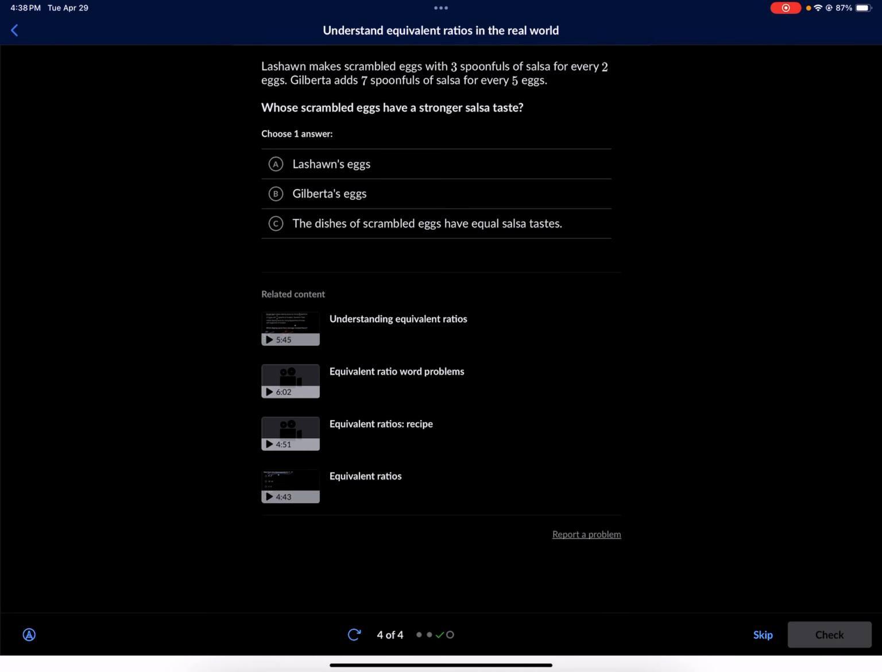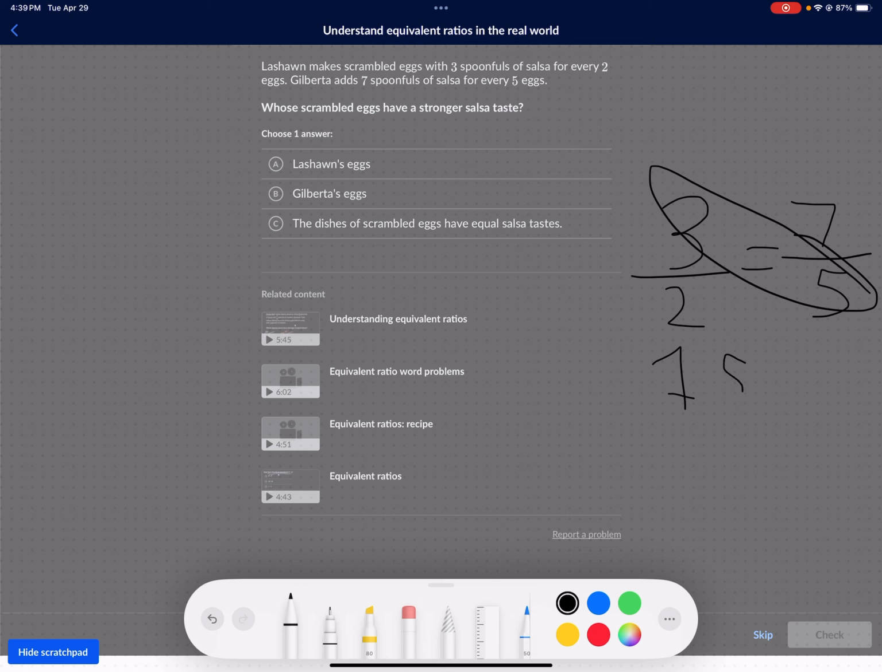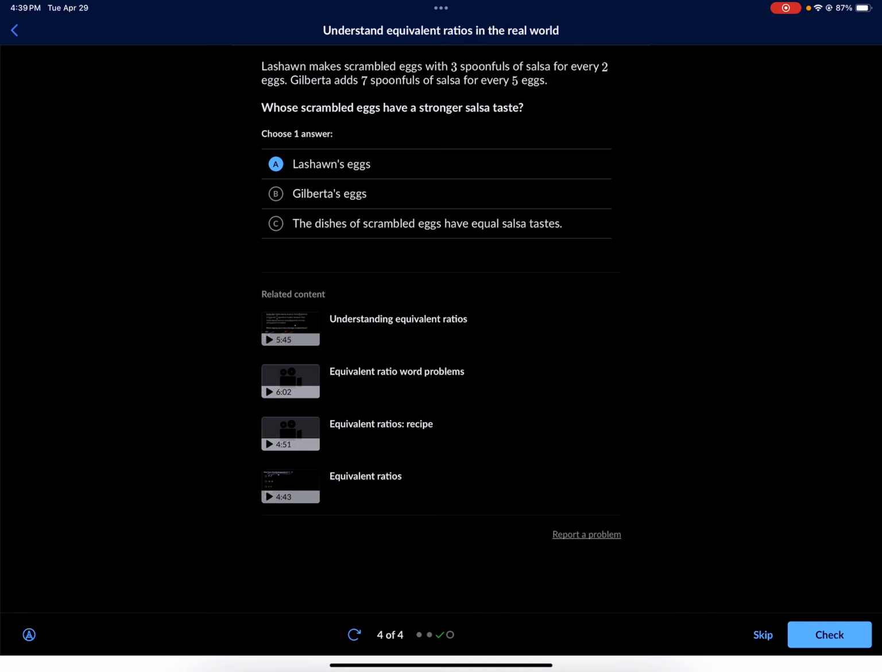Next question. Lishan makes scrambled eggs with 3 spoonfuls of salsa for every 2 eggs. Gilberta adds 7 spoonfuls of salsa for every 5 eggs. So, salsa taste. Let's cross multiply. We have 3 and 5, which is 15, and 2 and 7, which is 14. So, we put Lishan and then Gilberta. It looks like Lishan is going to have more salsa taste. So, the answer is A.